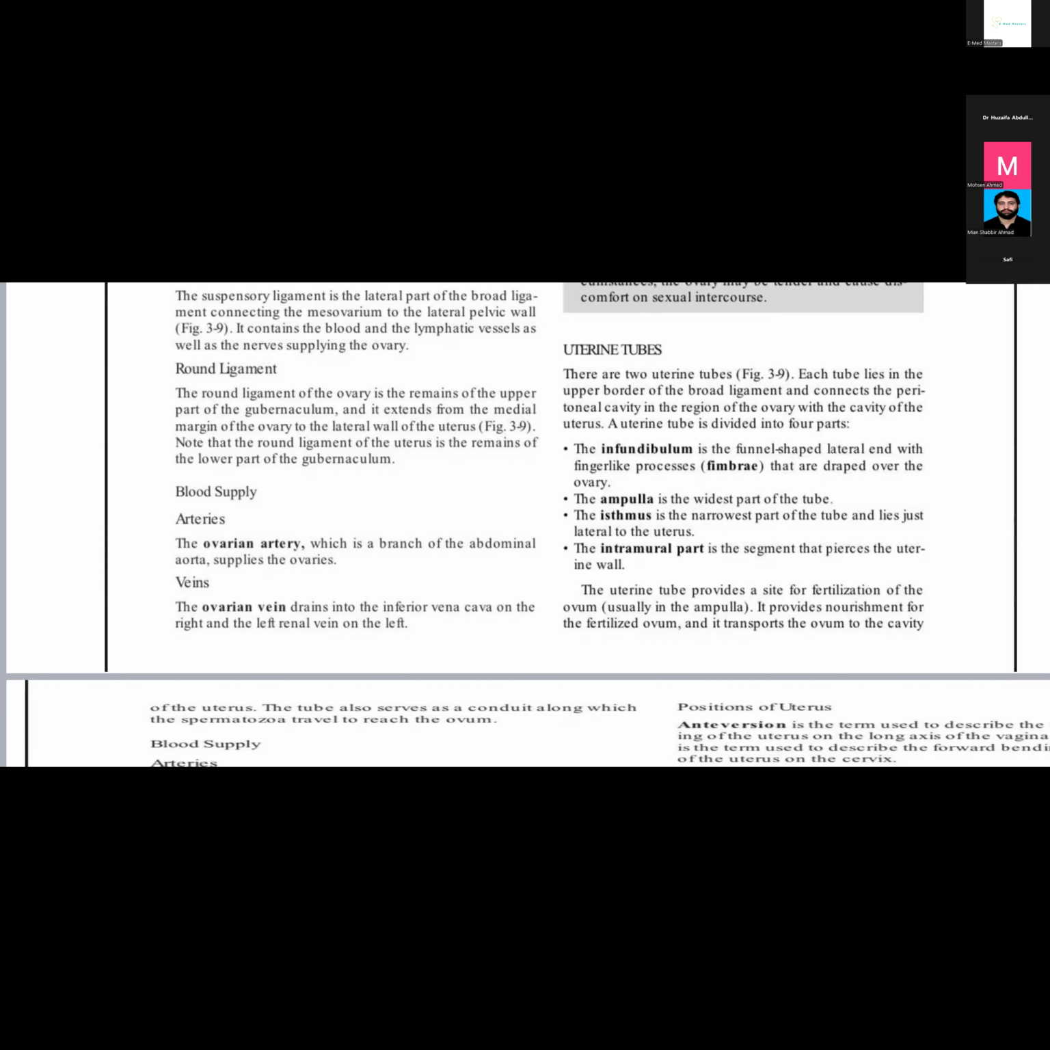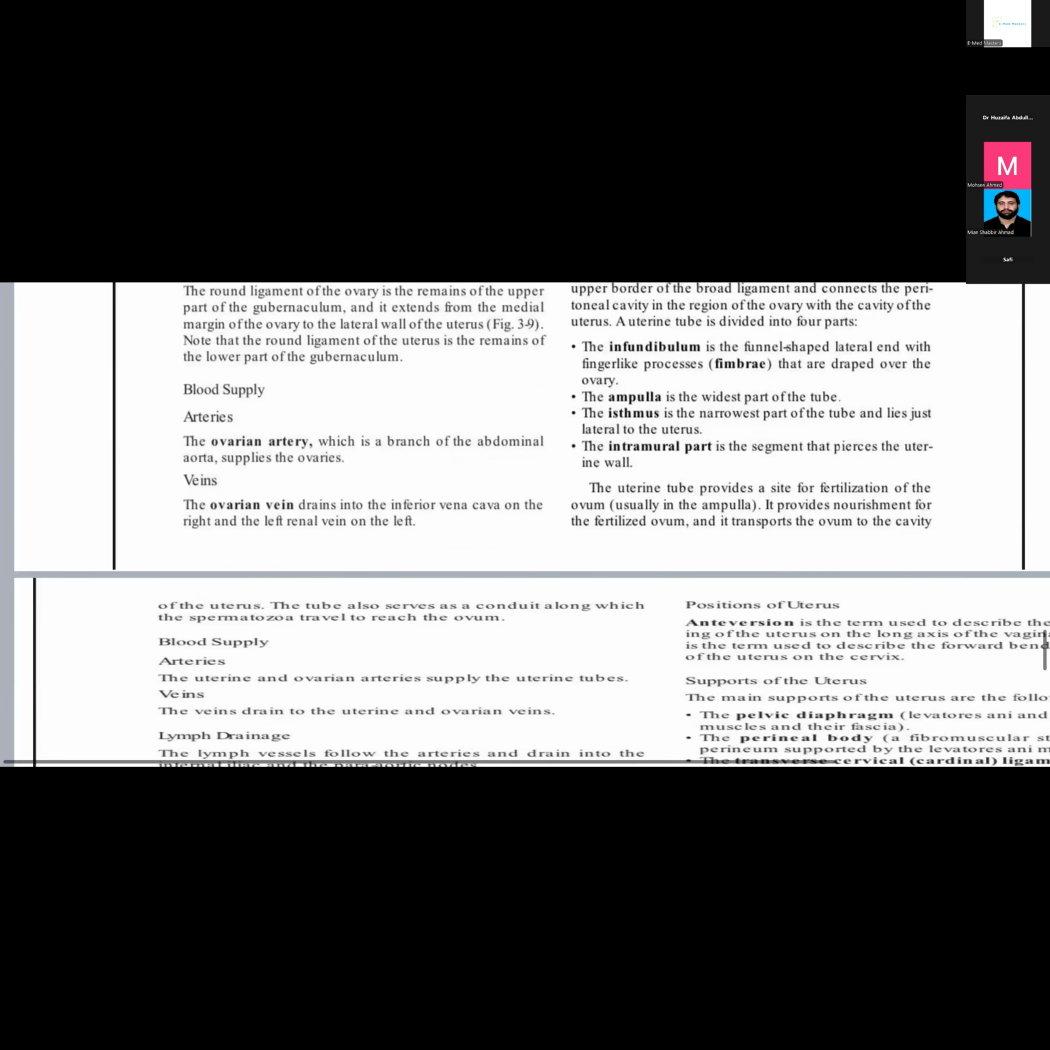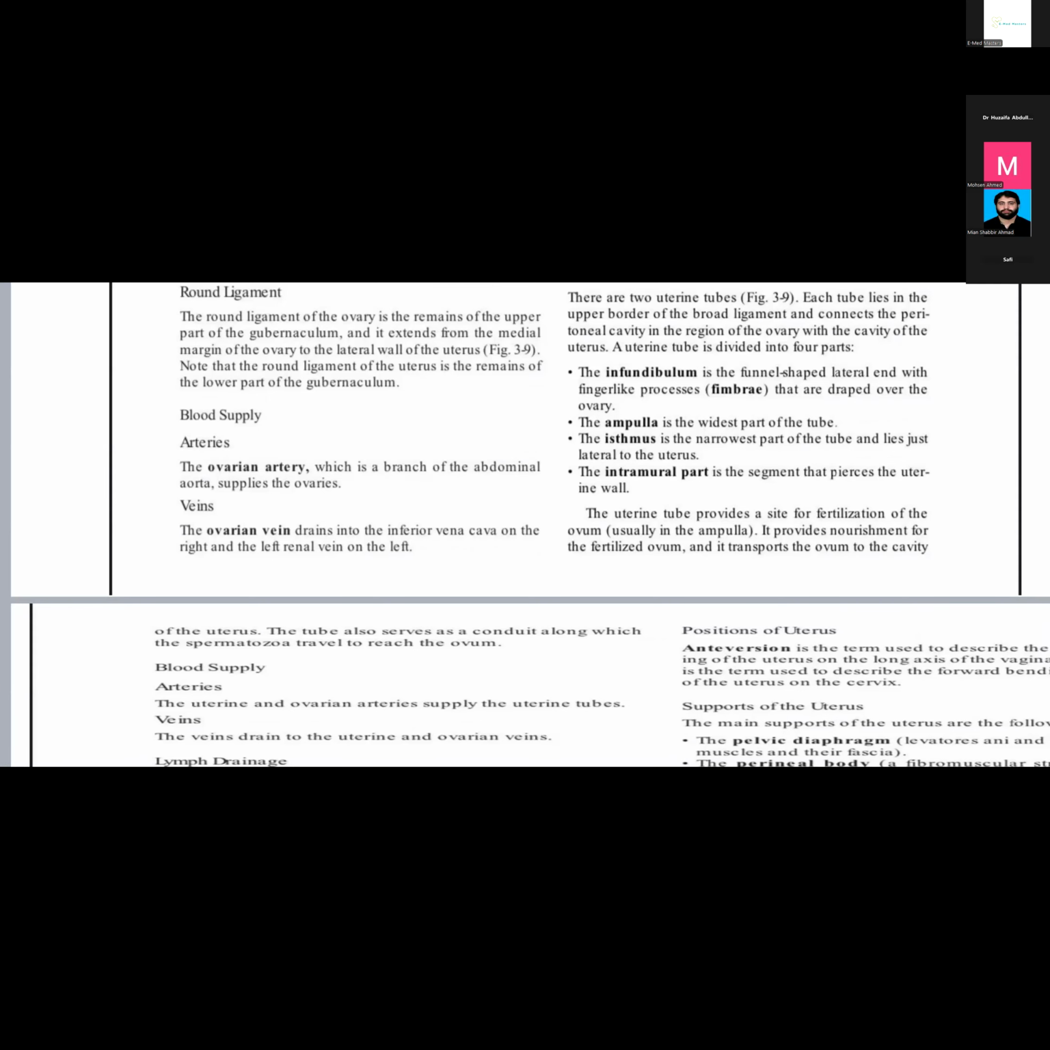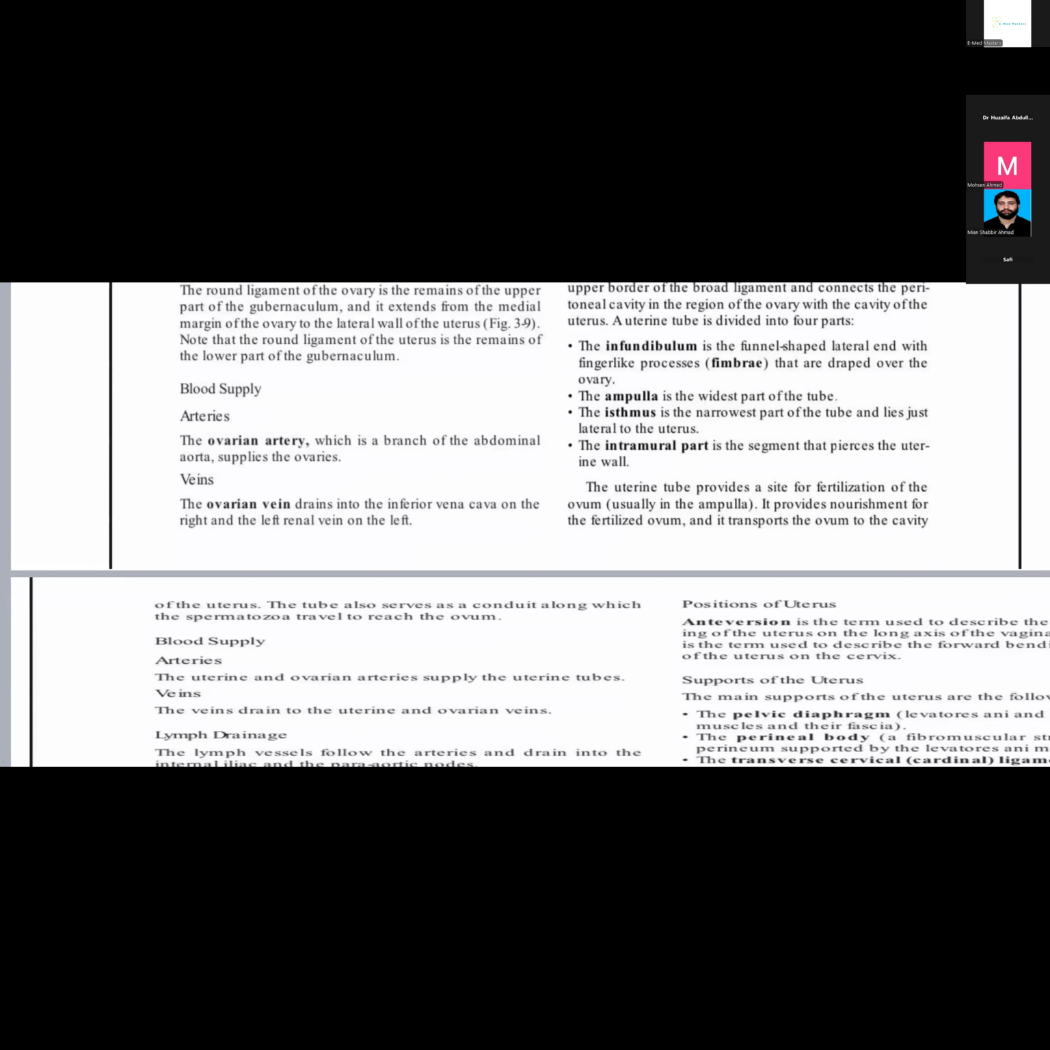Blood supply. The ovaries are supplied by the ovarian artery, which is a branch of the abdominal aorta. The ovaries are drained by the ovarian veins. The right ovarian vein drains into the inferior vena cava, and the left ovarian vein drains into the left renal vein. This is the important point to remember. The left ovarian vein drains into the left renal vein, while the right ovarian vein drains into the inferior vena cava.